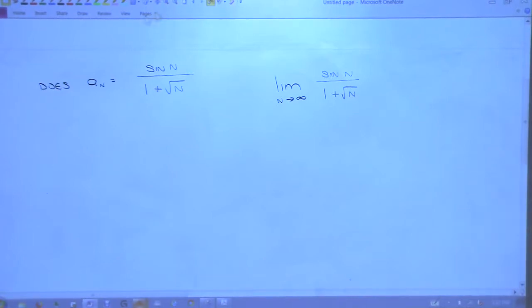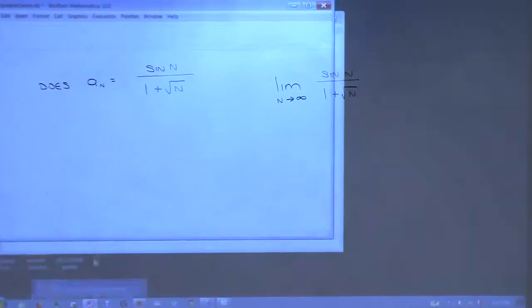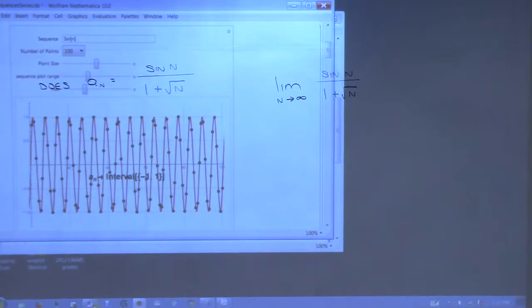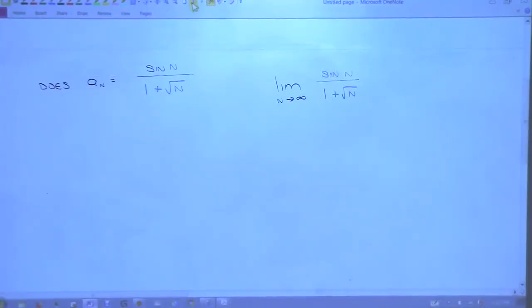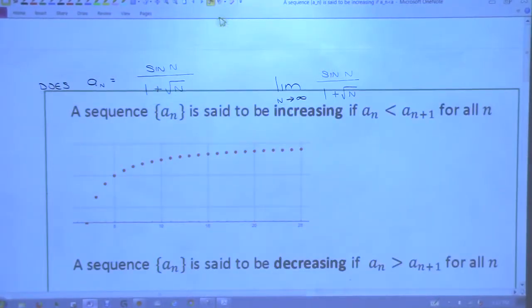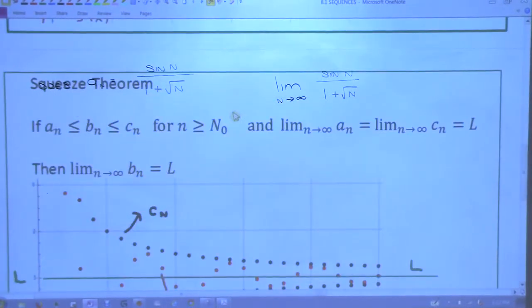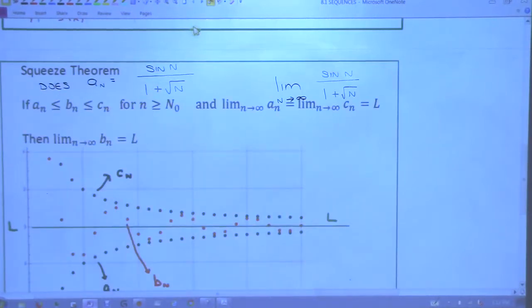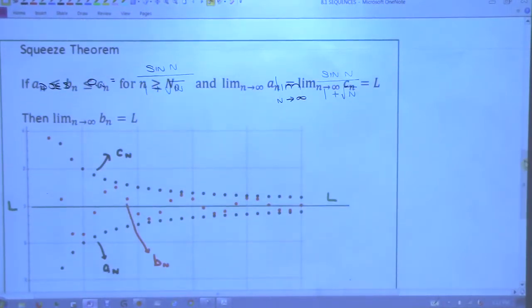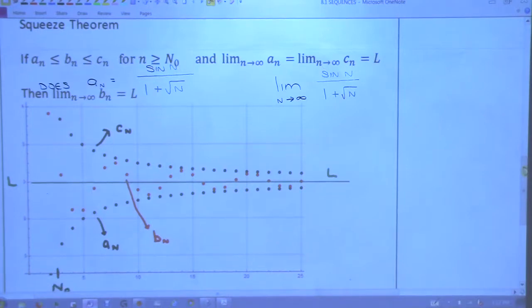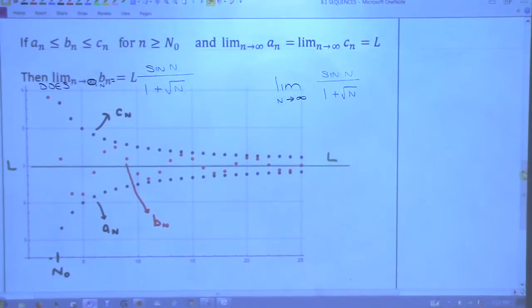So we have the next theorem, which is called the squeeze theorem. And maybe you've seen this before in Cal 1 also. So here's what the squeeze theorem says.